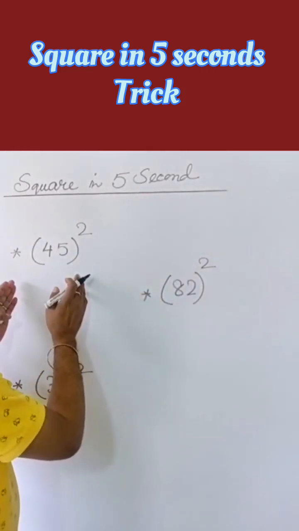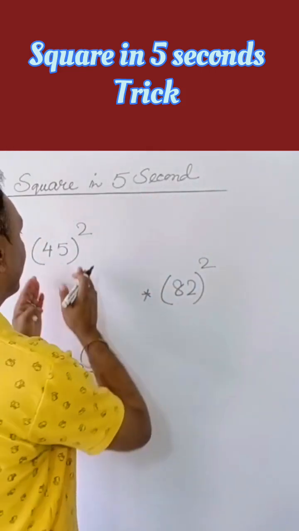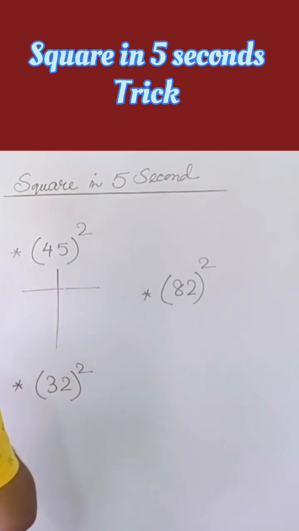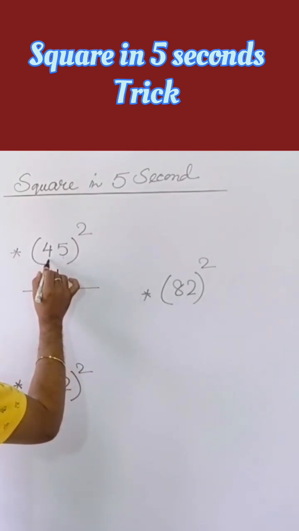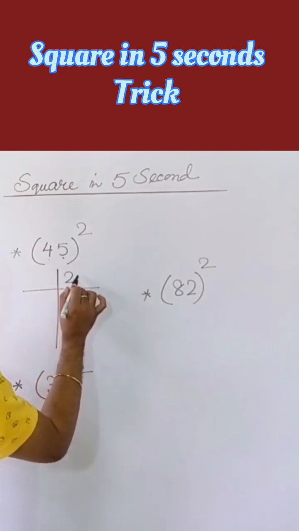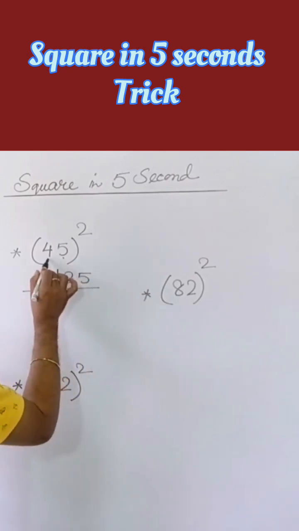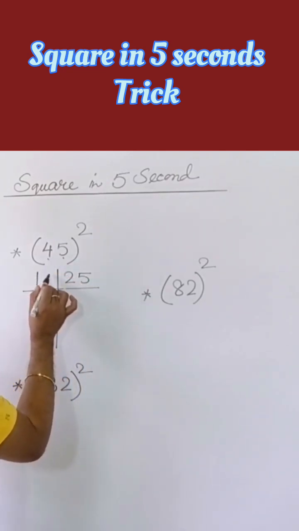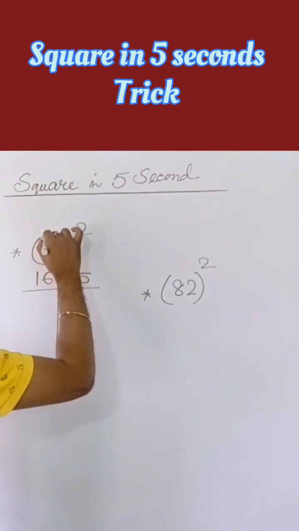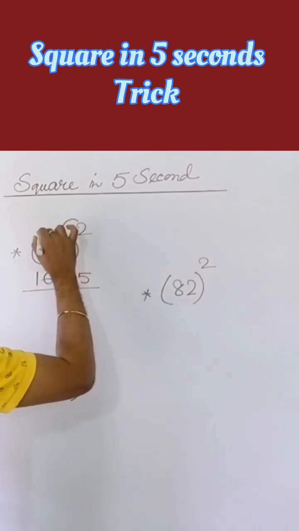So here you have to find 45 square. So this is the technique. This is the unit digit, this is the tens digit. So here you have to take the square of the unit digit, that is 5. So 5 square is 25 and 4 square is 16. I'll write in this pattern. Now I have to add up all these three numbers, this with this and this.